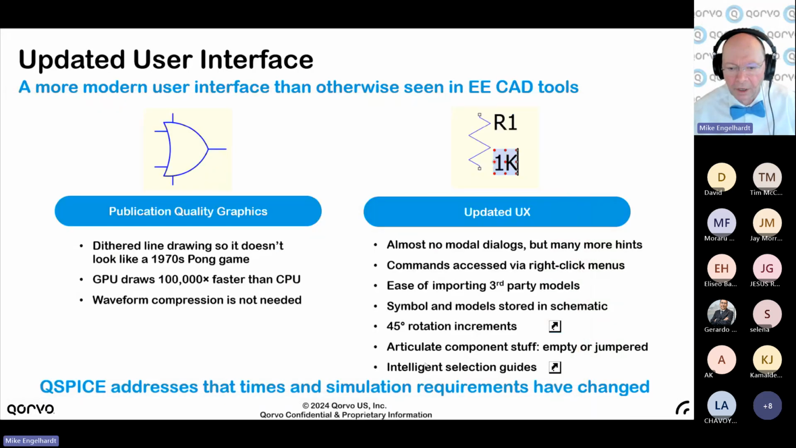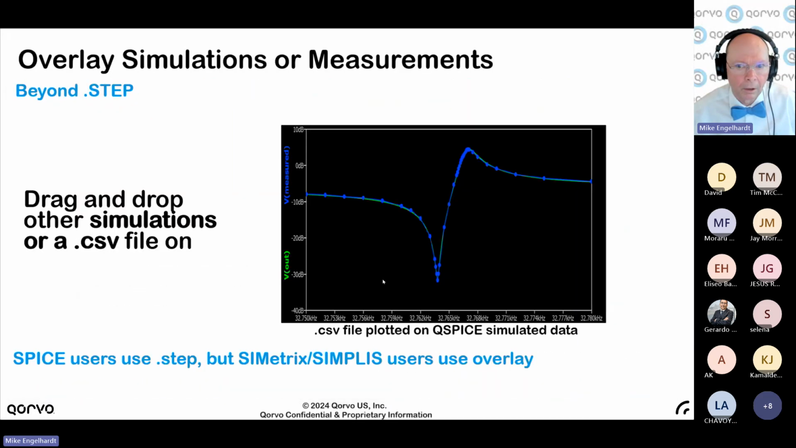So it has just better selection guides. Okay. Now, other things about QSPICE and the user interface is that it's easier to overlay data. And there's a bit of a story here. People that come from a SPICE background know that the way to overlay simulation data is with this obscure command called .step. You have to learn that SPICE does this with .step.